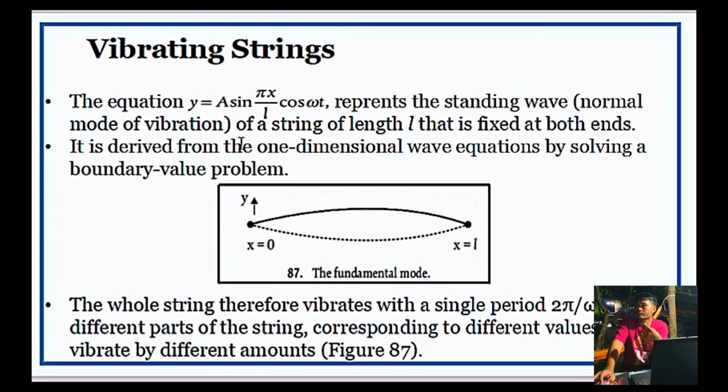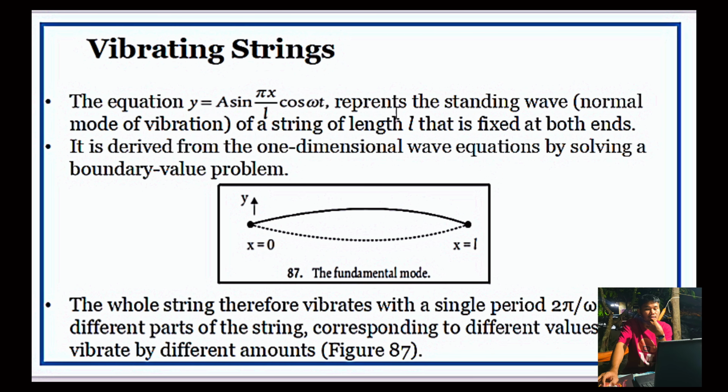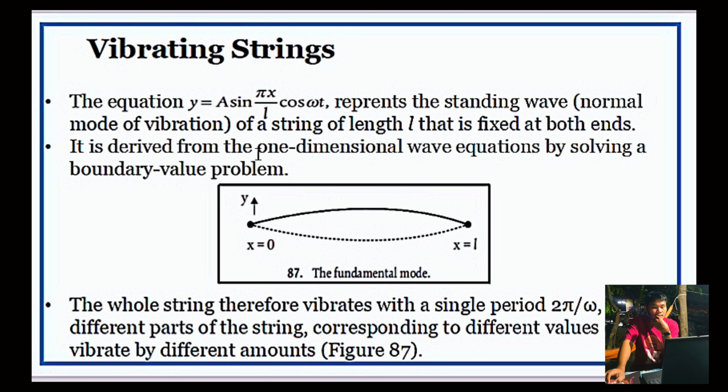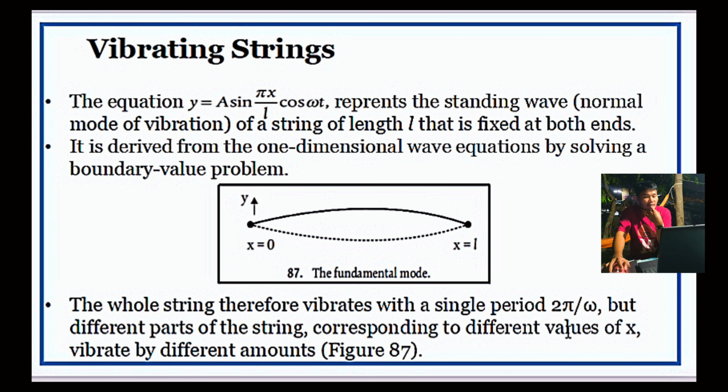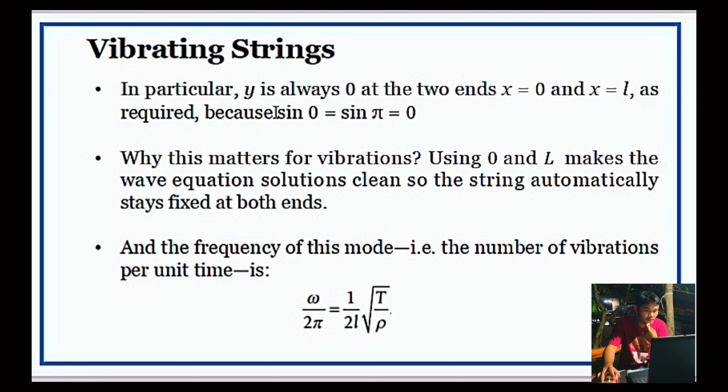The equation y equals a sine (pi x over L) cos wt represents the standing wave, the normal mode of vibration of a string of length L that is fixed at both ends. It is derived from the one-dimensional wave equation by solving a boundary value problem. The whole string therefore vibrates with a single period, 2 pi over w, but different parts of the string, corresponding to different values of x, vibrate by different amounts. In particular, y is always 0 at the two ends.